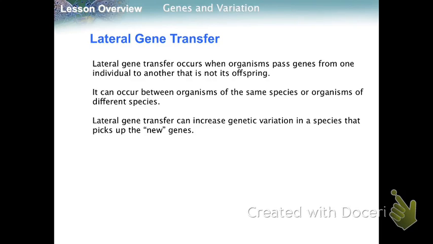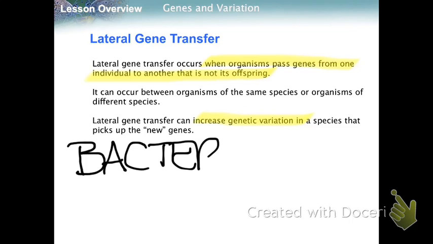Last one is something that we've talked about before, but we haven't given it this name. This is lateral gene transfer. This is when organisms pass genes from one individual to another that is not an offspring. So this can increase genetic variation. We talked about in bacteria a process called transformation, conjugation.